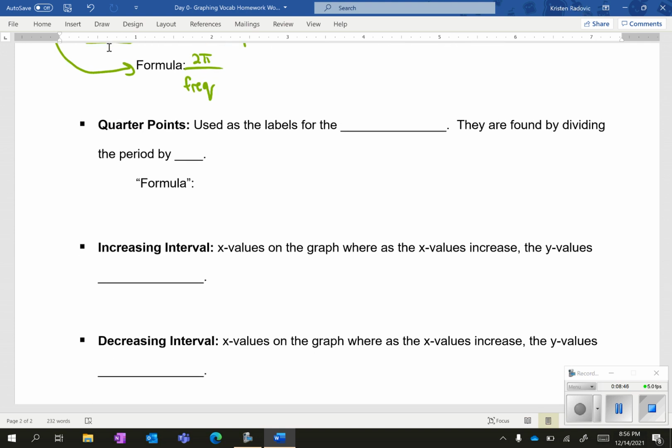Your quarter points are used as labels for your x-axis. You know how usually when you make a graph and you label it 1, 2, 3, 4, we don't do that anymore. Instead, we take how long a period is, we divide it into 4, and that becomes our labels for our x-axis. That is going to be found by doing your period divided by 4.